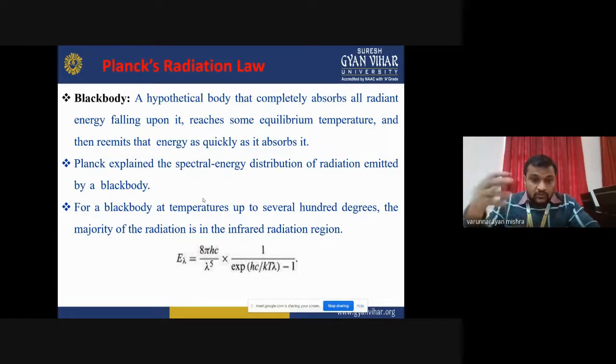It is used to calculate the energy emitted at a certain wavelength, E lambda, where lambda is a certain wavelength. At that wavelength, the amount of energy radiated by that object is equal to 8 pi h c upon lambda to the power 5, multiplied by 1 upon exponential of hc upon k t lambda minus 1. So this is the equation. Using this equation, we can easily calculate the amount of energy radiated by that object at a certain wavelength.